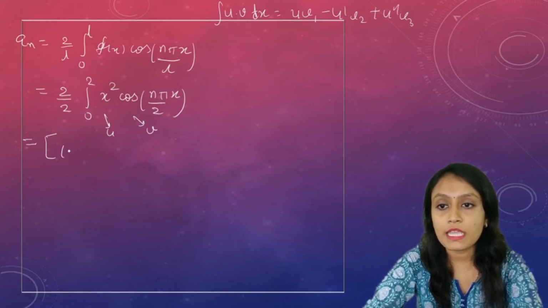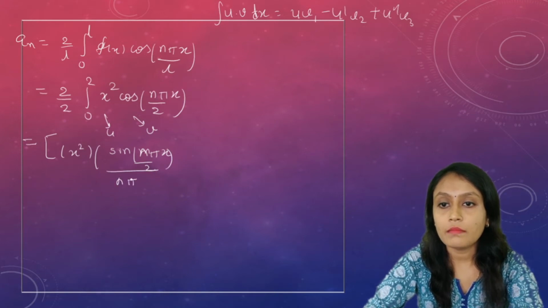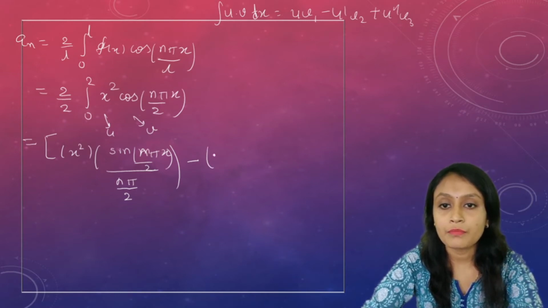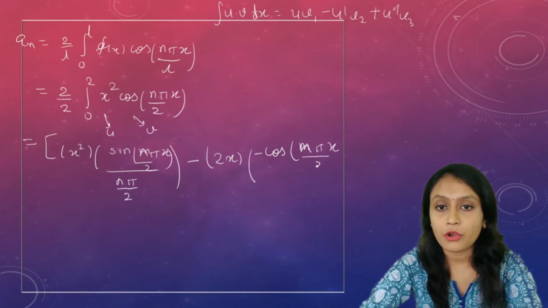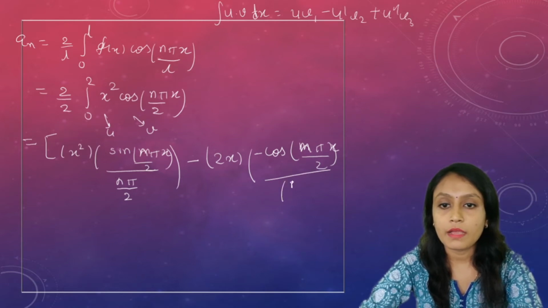Okay, so firstly u is kept as it is, so x square as it is. Integration of cos(n pi x / 2) is what? sin(n pi x / 2) upon n pi by 2. Minus, now we have to find the derivative of x square, that is 2x, so into 2x. Now integrate this, so on integration you will get minus cos(n pi x / 2) divided by n square pi square upon 4.